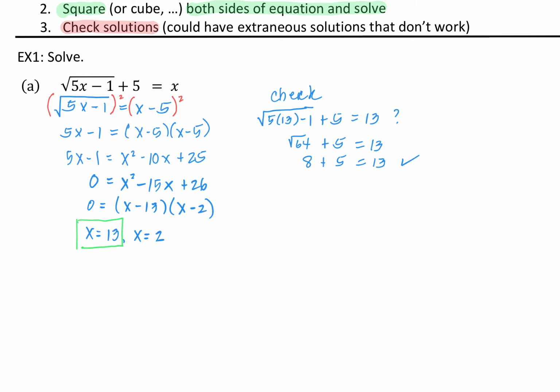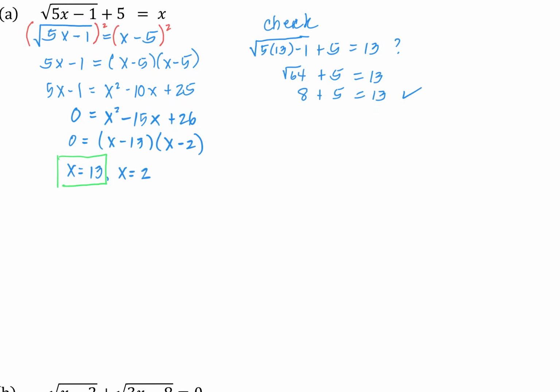So let's look at x equal to 2. If I put in 2, I get 5 times 2 minus 1 underneath the square root, plus 5, and then is that equal to 2? So 10 minus 1, that's the square root of 9, plus 5, and I can see that this is not going to work. This ends up to be 3 plus 5. That's not equal to 2. So I can't use 2.